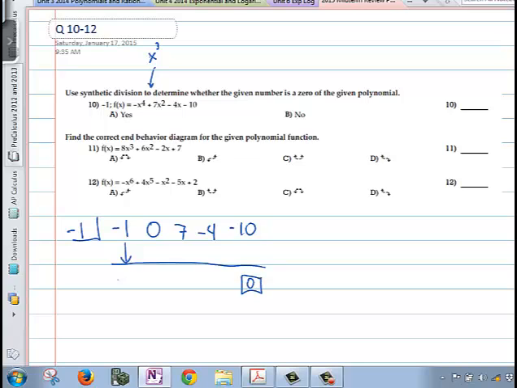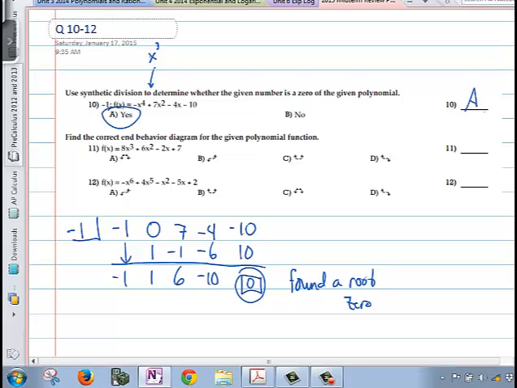So let's see what happens. I bring the -1 down, I multiply, I have 1, add them, I get 1, multiply again, I get -1. Now when I add these, I'm going to get 6. That'll make -6. When I add these, I get -10, and then when I multiply through, I'm going to get +10, which will result in a 0, which means I have found a root or a 0 for this polynomial. So the answer to this is, well, if you took a 50-50 shot and you were positively minded or optimistic, you would have said yes, but showing the work is always nice too, and proving it. So we're done with number 10.